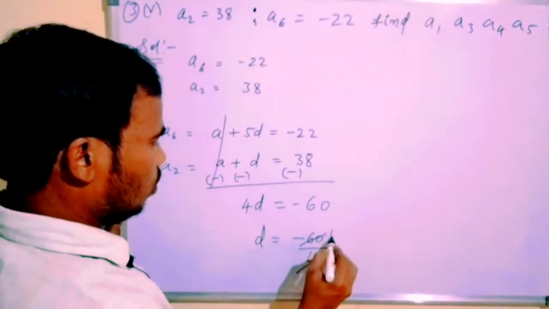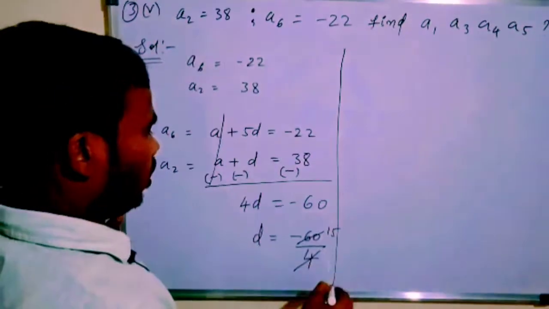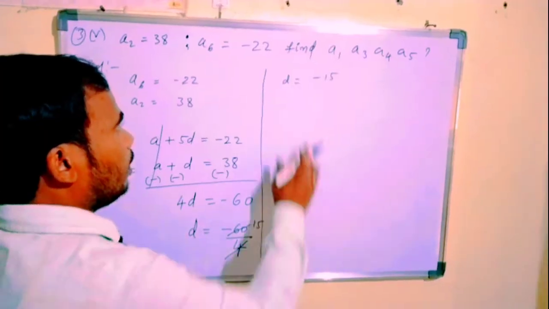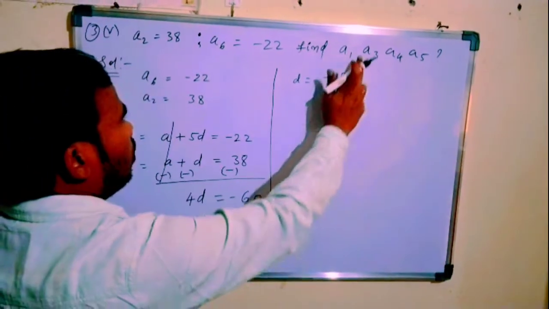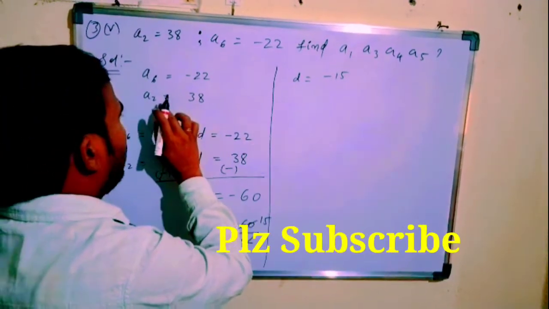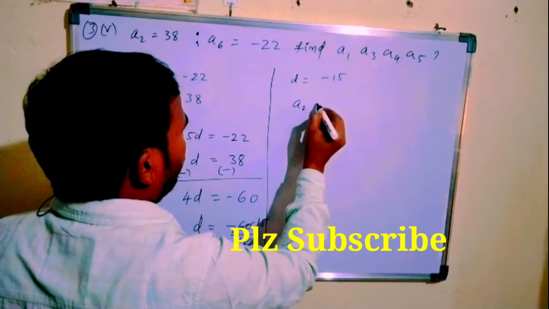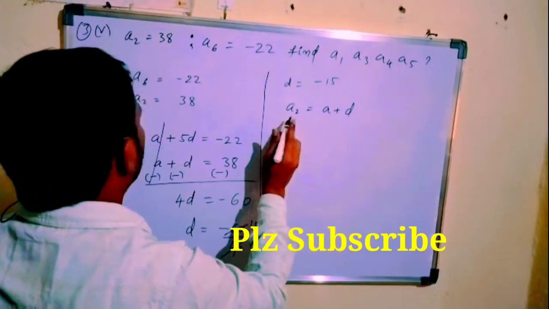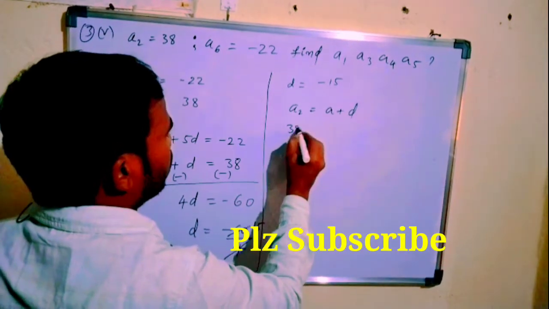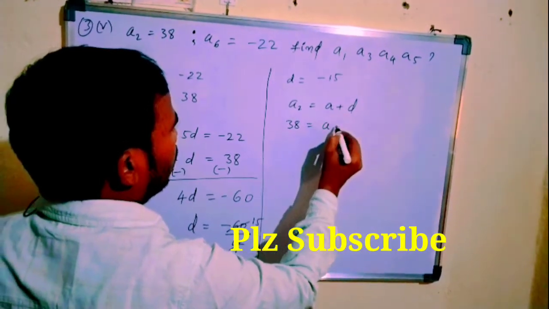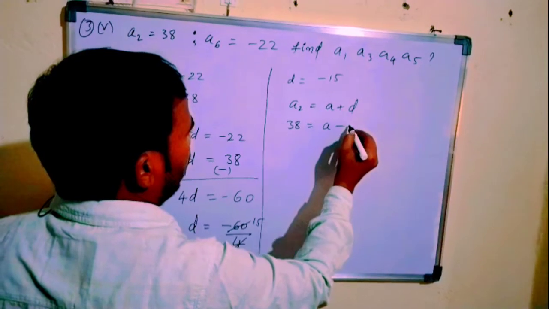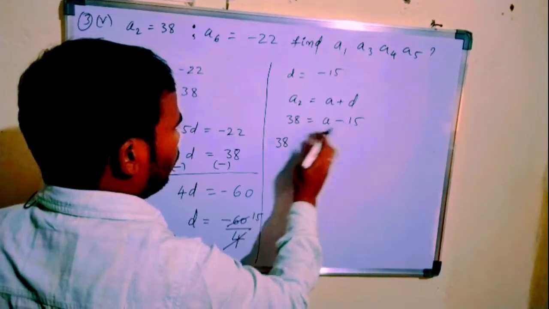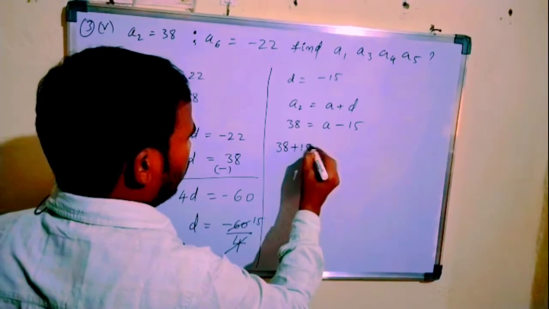4 ones are 4, 4 15s are 60. So finally, how much d value did we get? d is equal to minus 15. So now we are finding the a value. What does the a value mean? a2 is equal to a plus d. So how much is a2? 38. The a value is not there, so the d value is minus 15. So here is 38, and here the 15 transposes to the left side as plus 15.